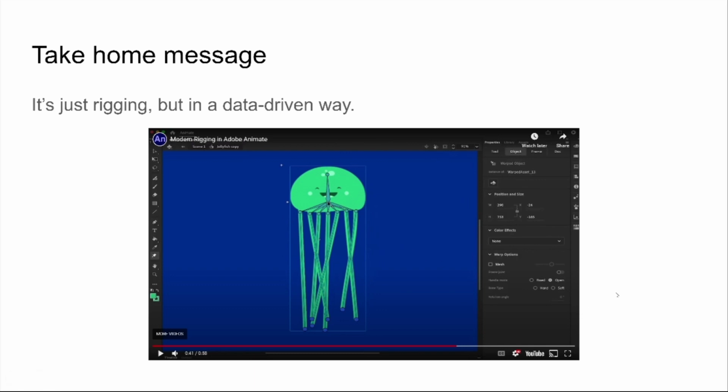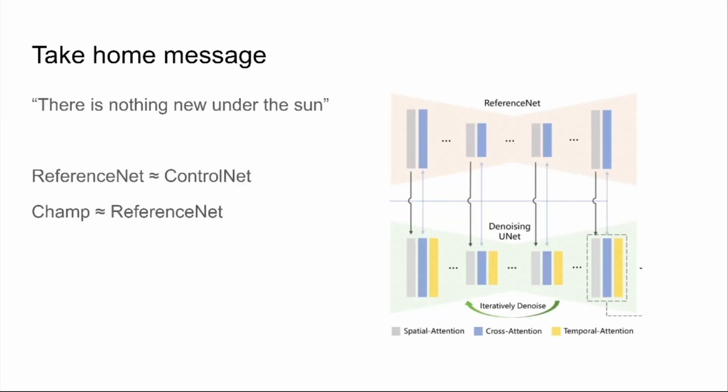So the take-home message is, you can try to solve the traditional problem in a data-driven way, and if you solve it in a data-driven way, then look at the existing network architecture and do some modification, then probably you get the result. Yeah, that's all I have.